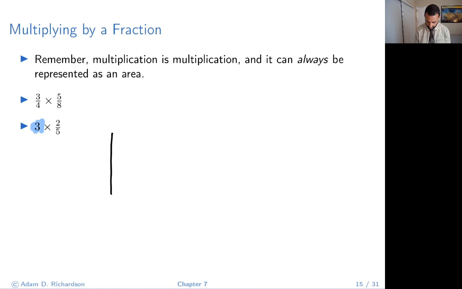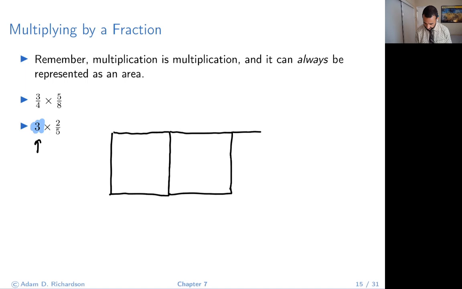Okay, but here's the thing. One of the factors in our product is 3. So we're doing 3 × 2/5. Which means I'm going to need at least 3 units to talk about. There's 3 units right there. So I'm going to add 2 more unit squares to this. That's a little better. There we go. And I'm just going to emphasize that these are unit squares again. Okay, these are unit squares.